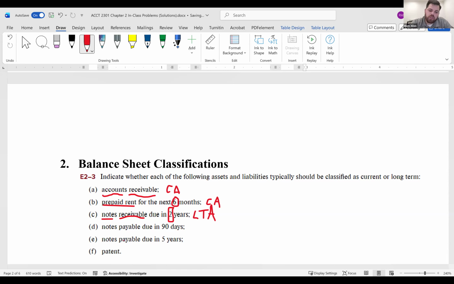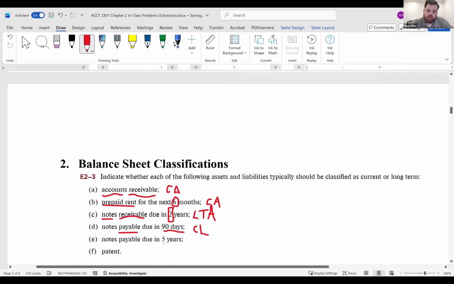Next, we see notes payable. So once again, we're looking for a keyword. We see payable. I see notes, which makes me think, hey, this could be long-term, but what do I see next? 90 days. Well, 90 days is certainly less than a year, so this is a current liability.